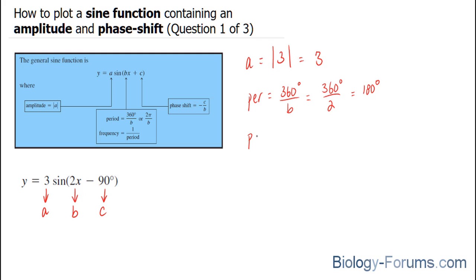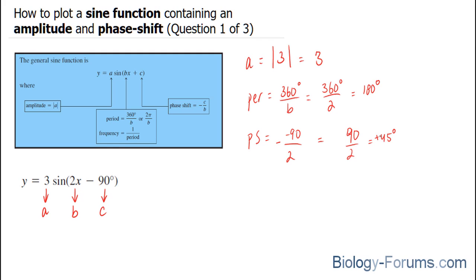So let's represent phase shift with ps, and our c value is -90. Now, be careful because the formula itself also has a negative. So that becomes +90. And your b value was 2. So let's go step by step here. 90 divided by 2 is equal to 45 degrees. So every point that you plot in the sine function will be shifted to the right because it's a positive number.